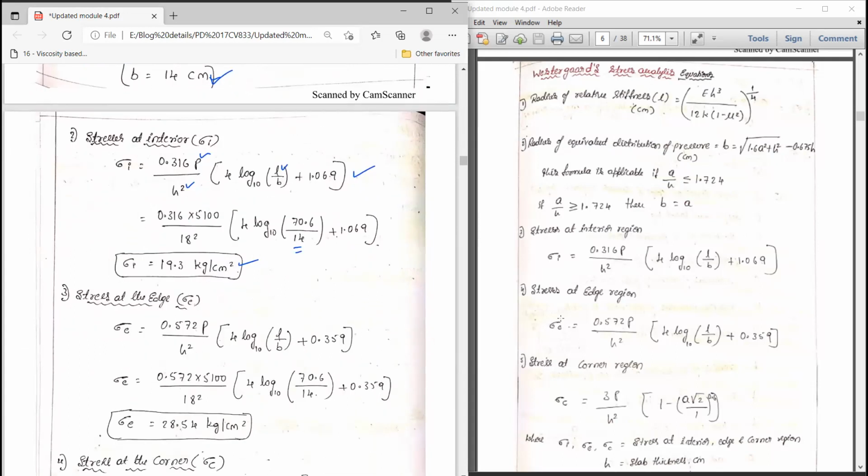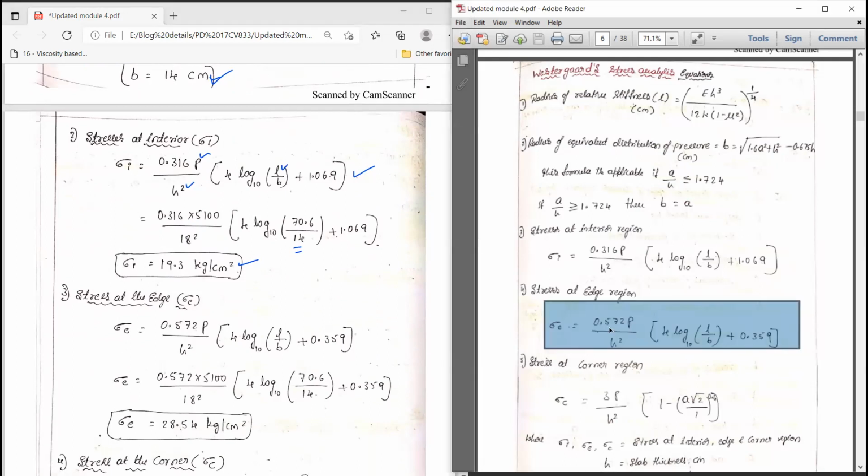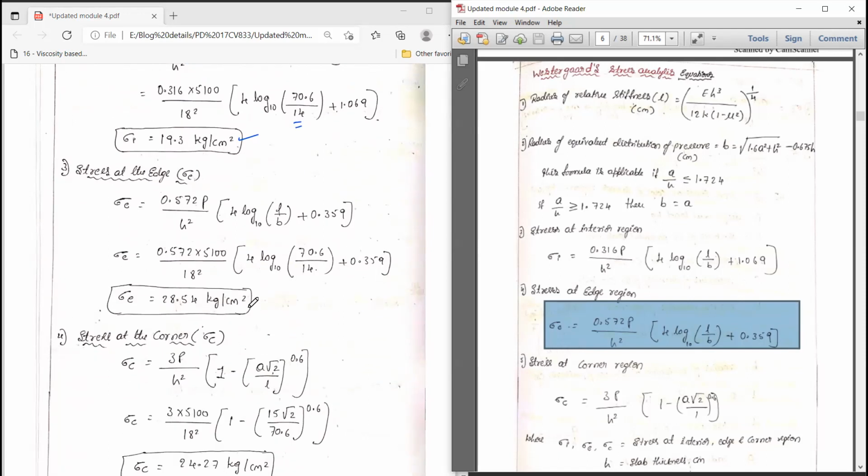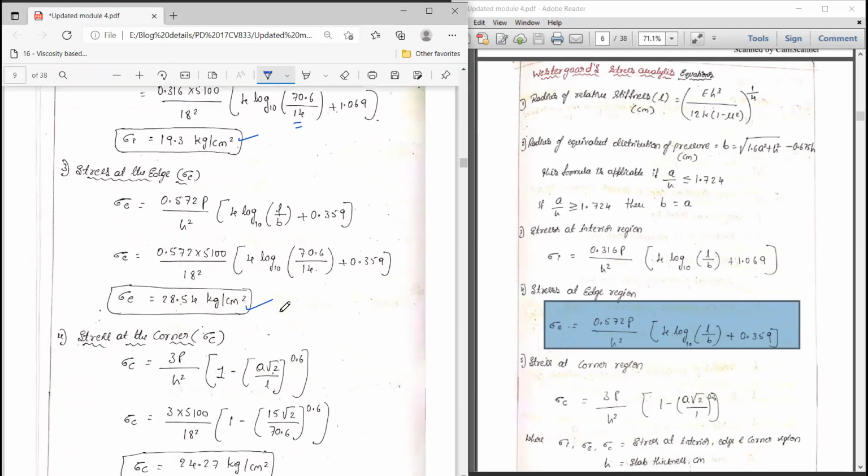Similarly, the stress at edge region is given by this formula: 0.572 P divided by h square into 4 log of l divided by b plus 0.359. All the data is available. Just substitute all the data and check the stress at the edge region. That is equal to 28.54 kg per centimeter square.